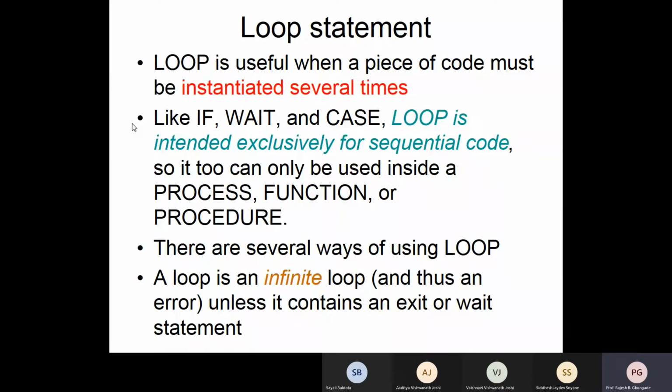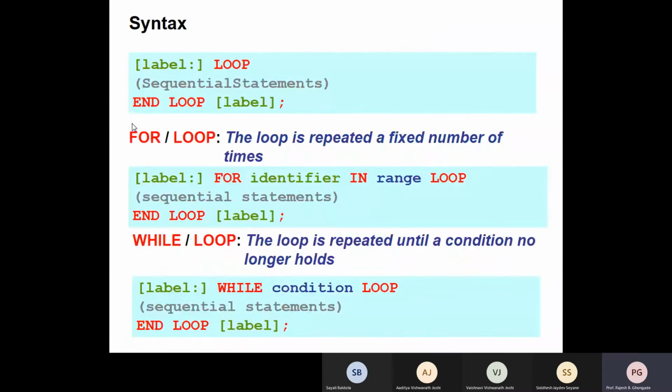Because the resources on your target device are limited, there should never be this kind of infinite loop inside any VHDL design. This is the syntax. The loop label is again optional. You can have a couple of sequential statements in the loop. Then there are little variations in the loop as well. For loop: this loop is repeated a fixed number of times. So the syntax goes like this: for some identifier in range loop, end loop.